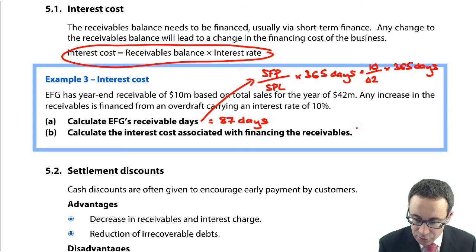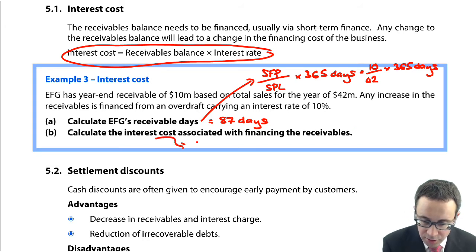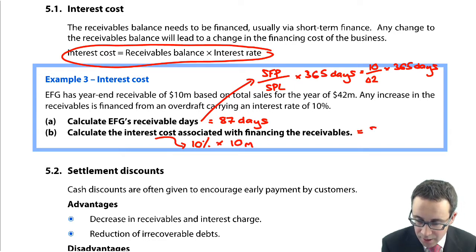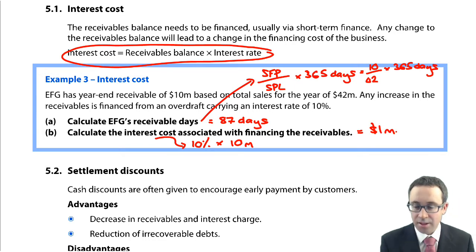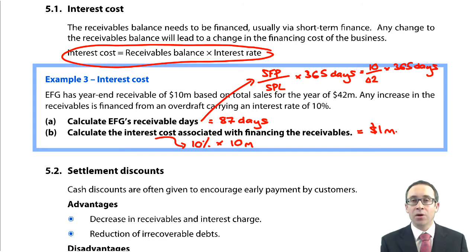What we've then got is to work out the interest cost, which should be nice and straightforward. We finance it with an overdraft at 10%. The receivables are 10 million. So the interest cost is $1 million. And what we then begin to look at are the settlement discounts, because it takes 87 days to get the cash in, and that works out at an interest cost of $1 million.